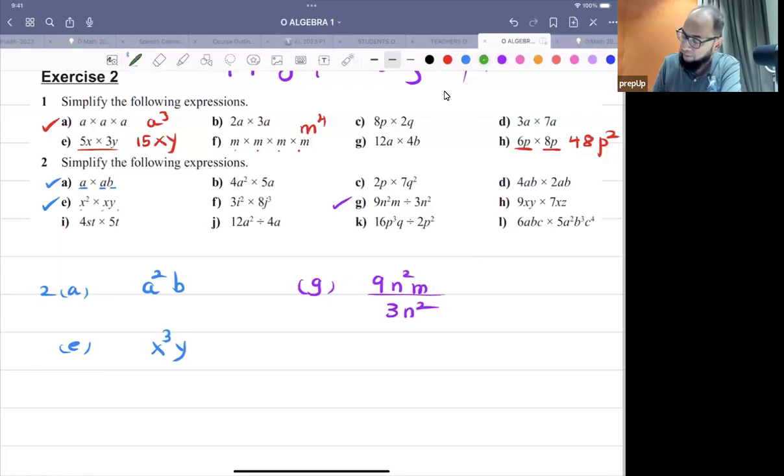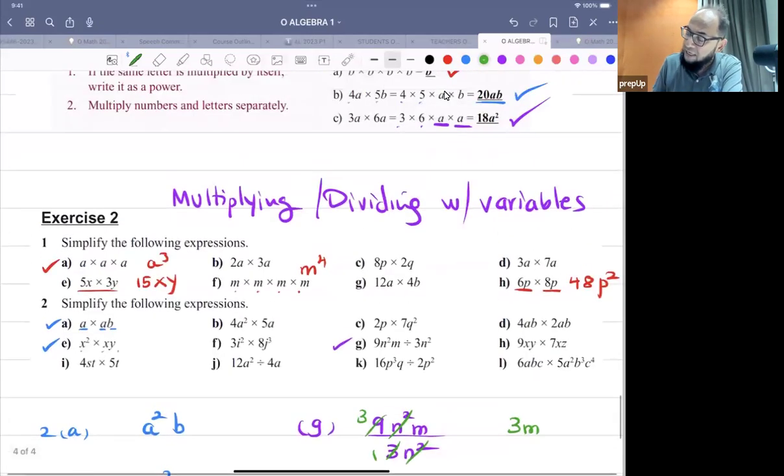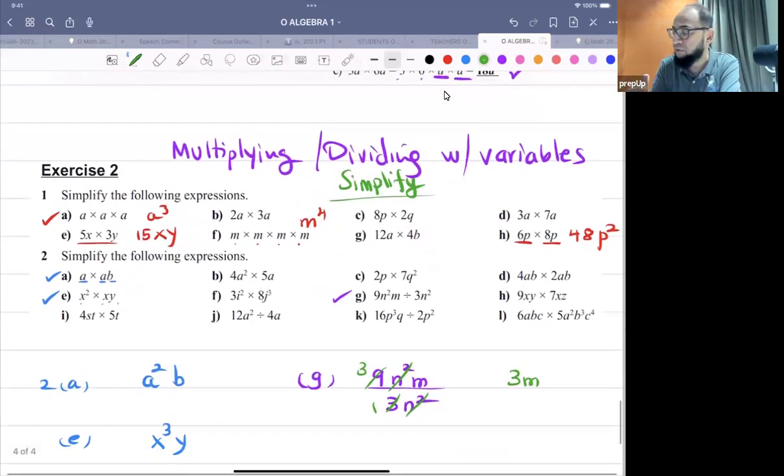9n square m divided by 3n square. What is happening over here? The n square and the n square are cancelling out. 3 ones are 3, 3 goes 3 times into 9. So I'm left with 3m, that is the answer of this expression. Again, we are trying to simplify, but this time the simplification is not based upon addition, subtraction, it's based upon multiplication and division.